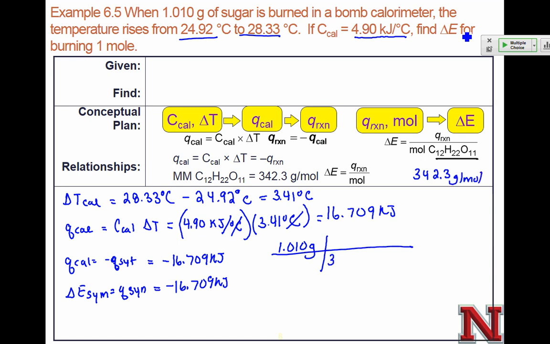So we want our 342.3 grams at the bottom and our 1 mole at the top. And that means that for this reaction, we actually burned 2.951 times 10 to the negative 3 moles. So to figure out our change in energy of our system per mole, we're just going to take our change in energy of the system and divide it by the amount of moles that we actually used in the reaction.